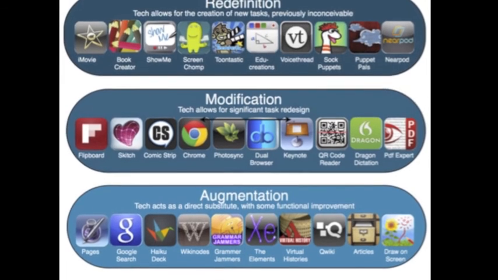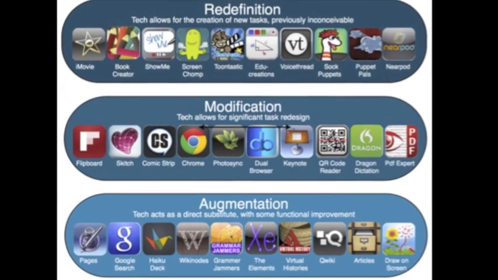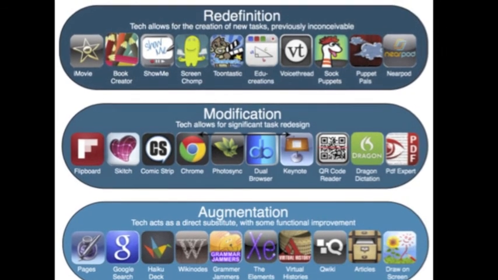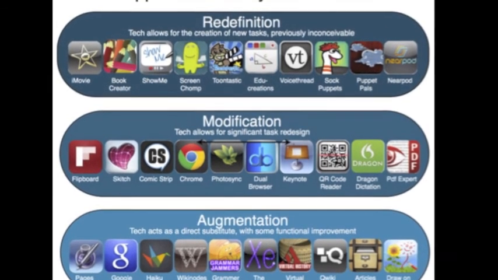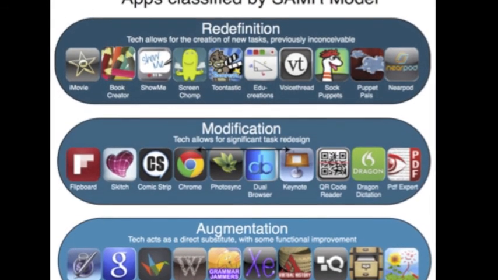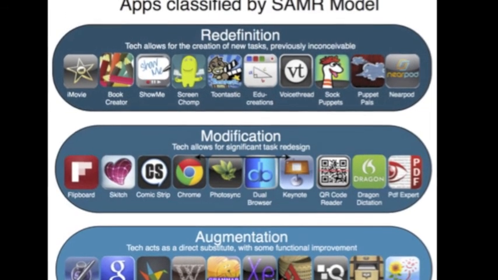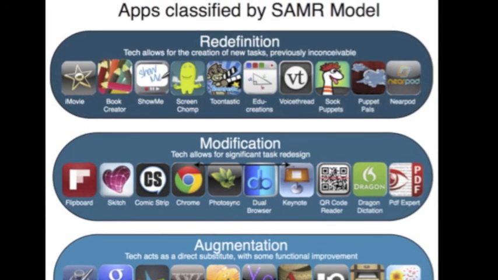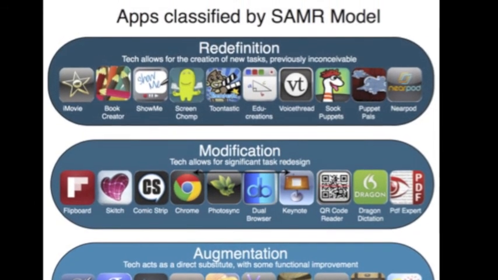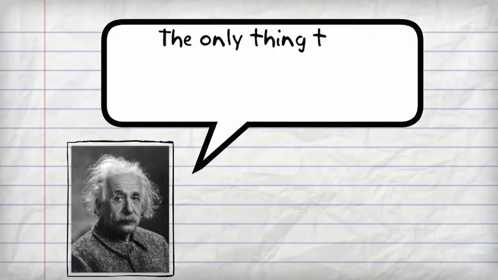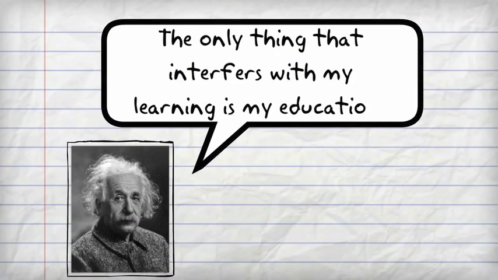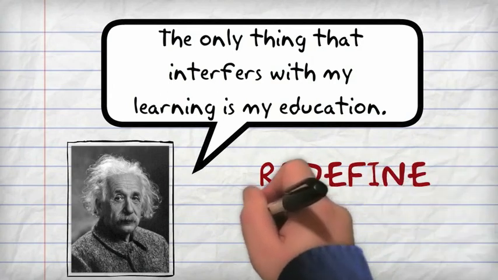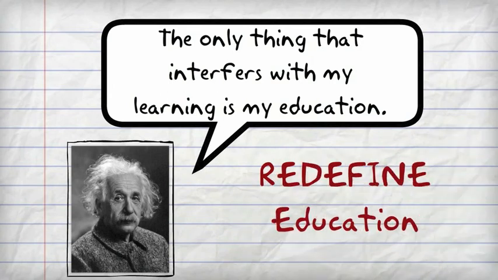I really like these graphics I'm showing you because they give some great ideas for ways to incorporate technology to reach higher levels. But we can't really just say that this tool is a redefinition tool and that tool is a substitution tool, because it's really all about what you're actually doing with the tools. Albert Einstein once said, "The only thing that interferes with my learning is my education." Now, before we call one of the greatest minds in the history of the world a jerk, maybe we should consider that sometimes this is true. So let's redefine education. Technology makes it possible like never before.